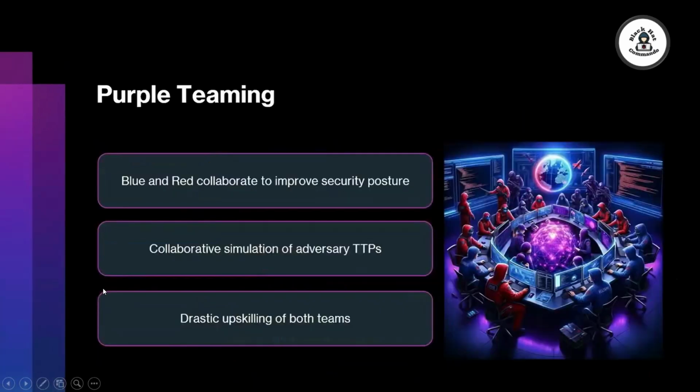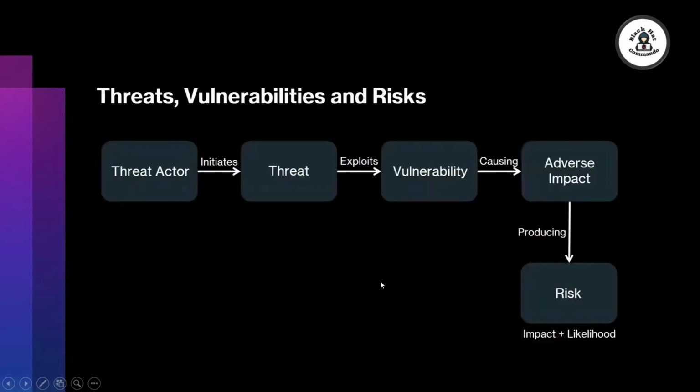Now purple team. So what is purple team? When red team and blue team work together on one particular solution, it is called purple teaming. They attack, they manage, and they patch that particular solution. Okay, so this type of drastic upscaling of both teams is called purple teaming.